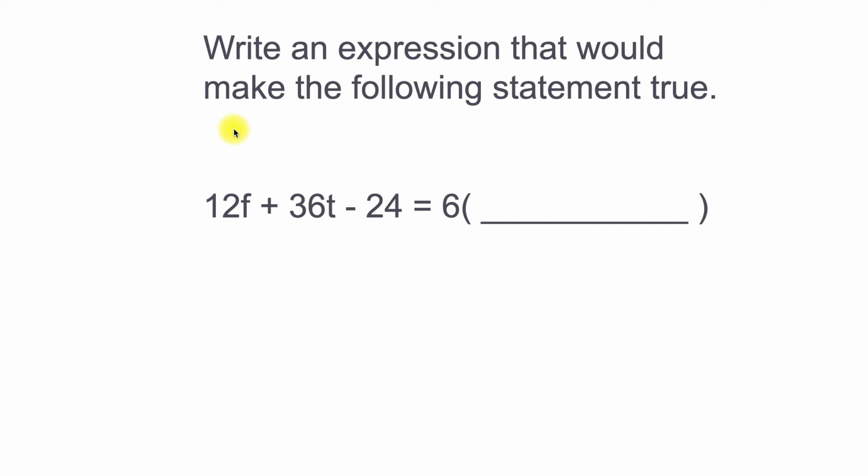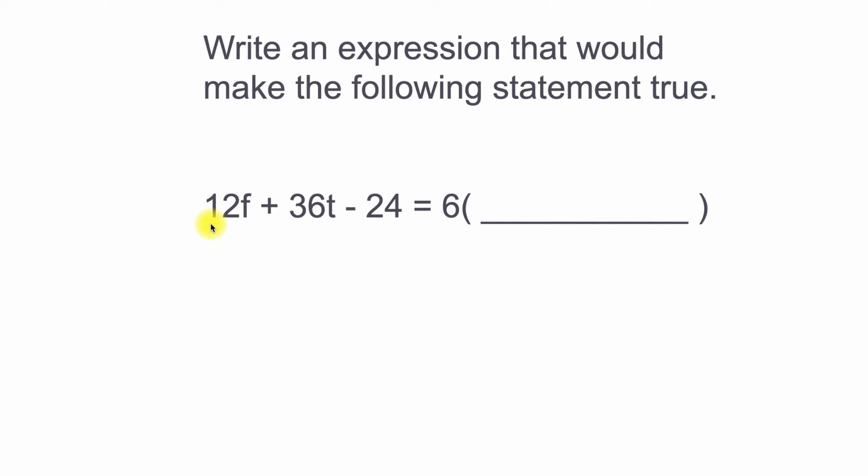So this question says, write an expression that would make the following statement true. 12f plus 36t minus 24 equals 6 times blank. And we know it's 6 times some expression in here, because whenever a number is touching the outside of parentheses, we've called it a touch term in the past. It means we're going to take that 6 and distribute or multiply each separate term inside.